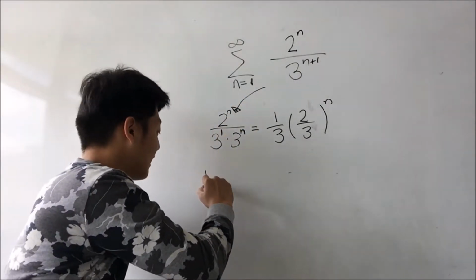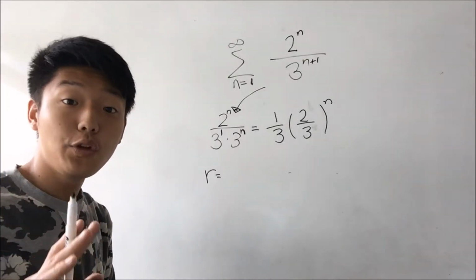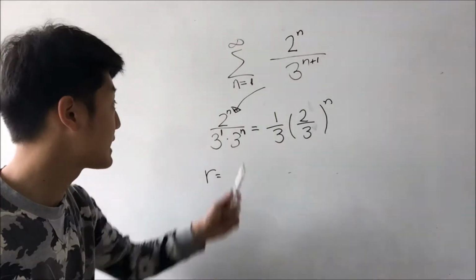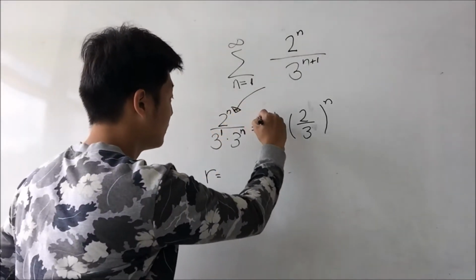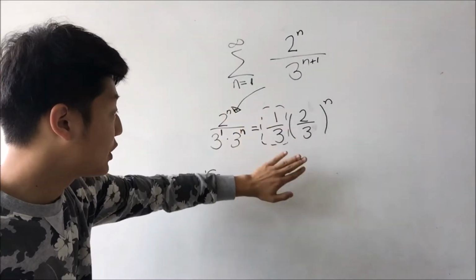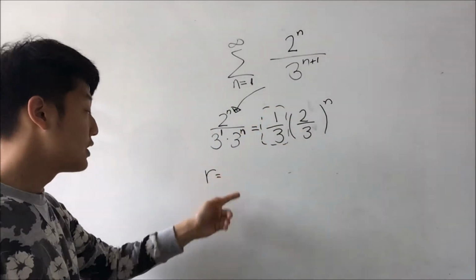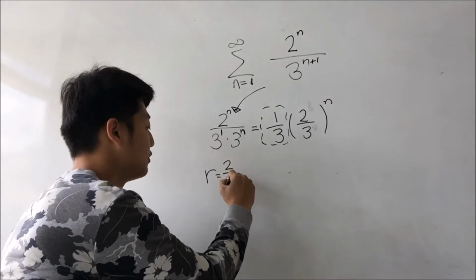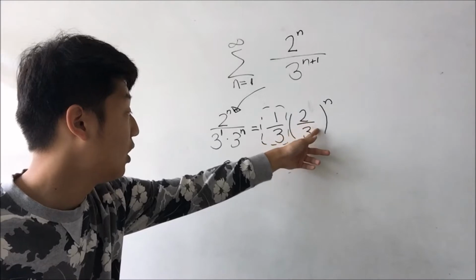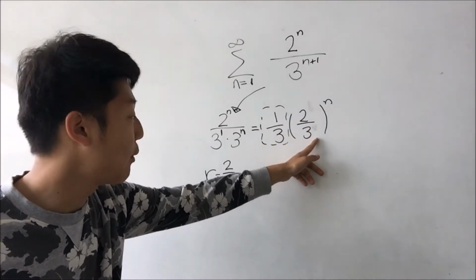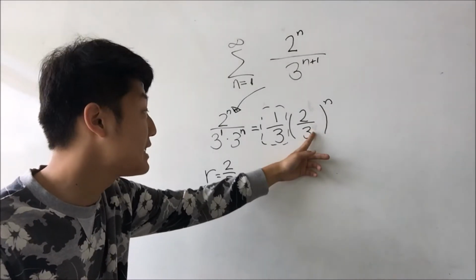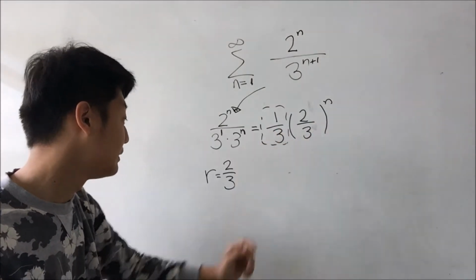So let's do this. R. What's R? If you get confused, it is one of the definitions or rules of sigma notation. You can take this term 1/3 out of the series. So you can just look at this 2/3. So R is 2/3. And another trick, you can just think, what's in the parentheses raised to the power of n? That will always be the R because this is multiplied every time, not this.